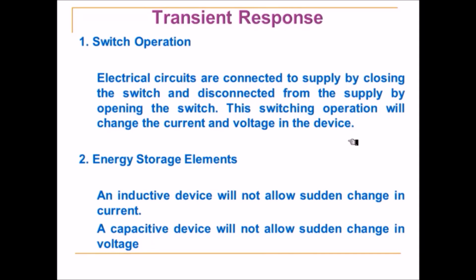Electric circuits are connected to the supply by closing the switch and disconnected from the supply by opening the switch. So this switching operation will change the current and voltage in the device. The switch is used to connect the circuit with power supply, and at the same time to disconnect the circuit from the power supply. As a result, your circuit is changing from one stage to another stage, and it takes a small amount of time to settle to its new values. So this time interval is again a temporary period or transient period, and this transient period is due to your switch operation.